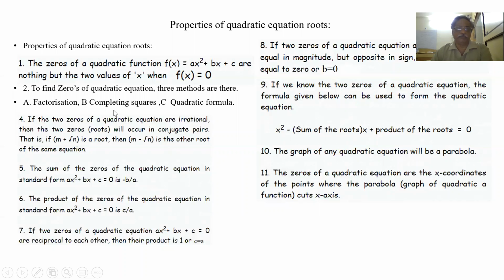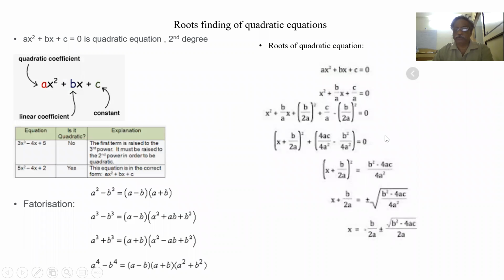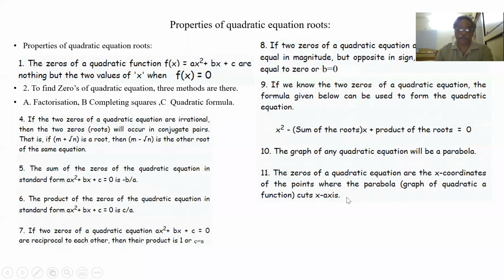Another is completing the square. This is the way of completing squares. We can convert them into a perfect square and find out the equation. And the third one is the quadratic formula, minus b plus or minus root of b square minus 4ac, by 2a. So these are the three methods we can use to find zeros.